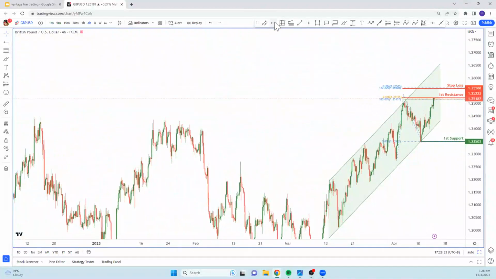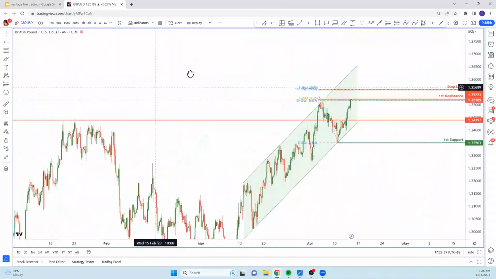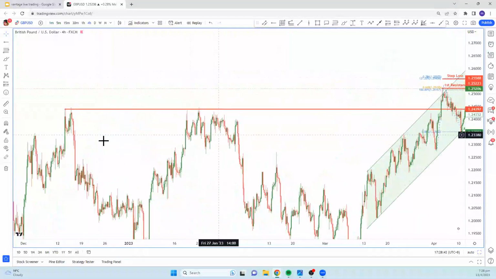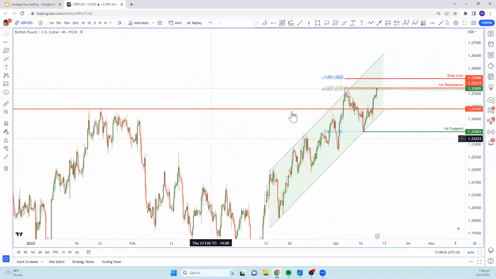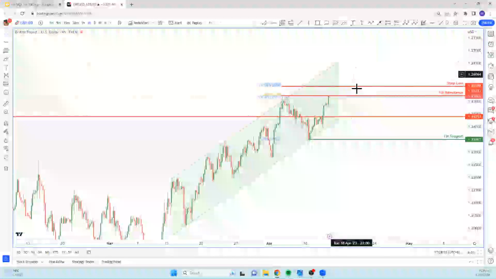Okay, and if I zoom in, or rather zoom out, over here I can see that I have another significant level of resistance here with two swing highs, and price looks like it might pull back to this level here. So I'm just going to take note of this level as well.